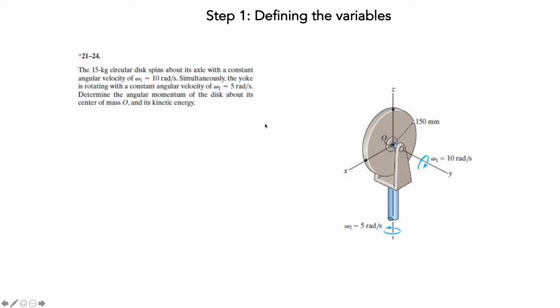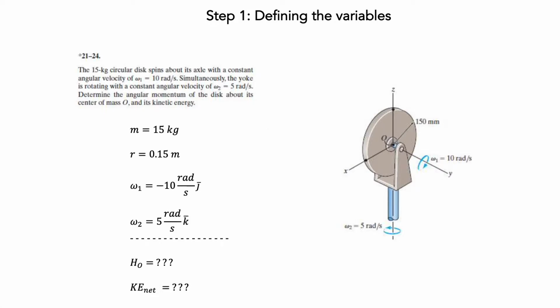First, let's write down what we know. We know that the mass of the disk is 15 kilograms, and the illustration on the right shows that the radius of the disk is 150 millimeters, which is 0.15 meters. We are also given angular velocities omega 1 and omega 2.